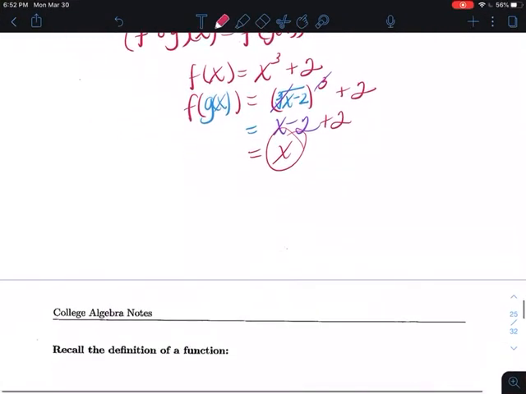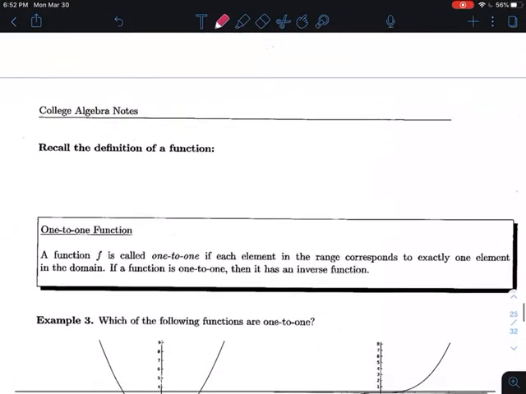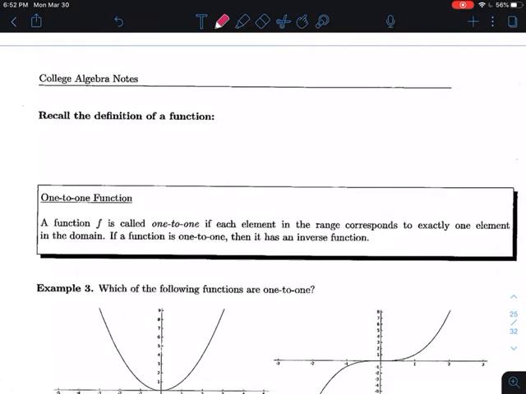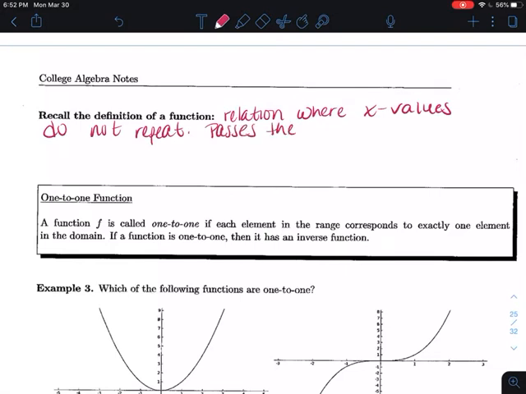Okay, so that's functions. It says recall the definition of a function. The definition of a function is that a function is a relation where x values do not repeat. It passes the vertical line test. So now we have what we call a one-to-one function.